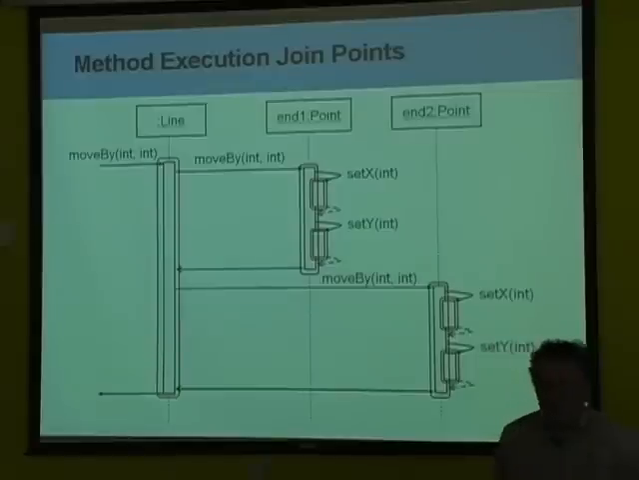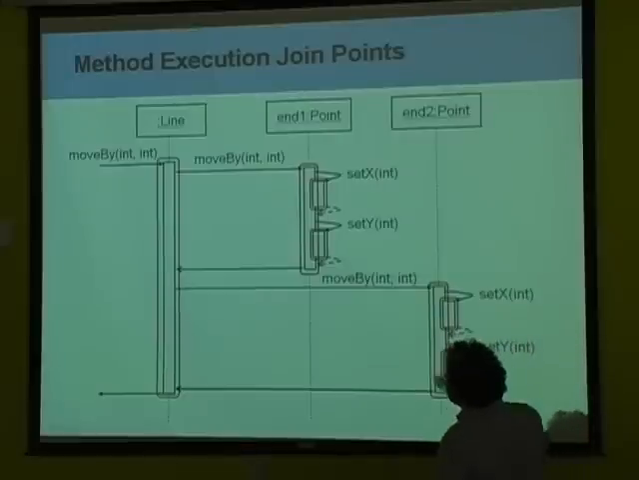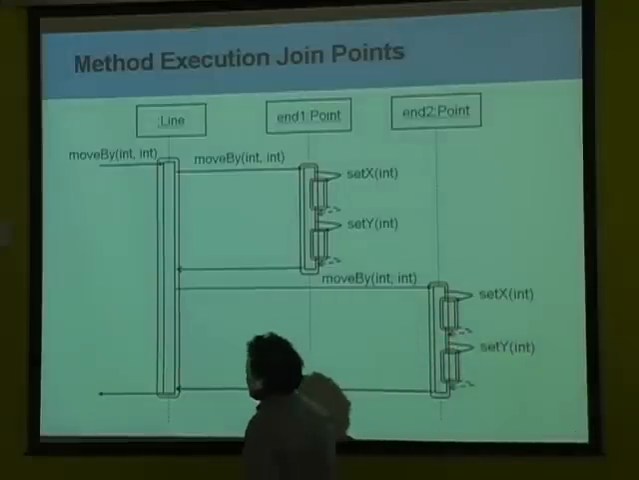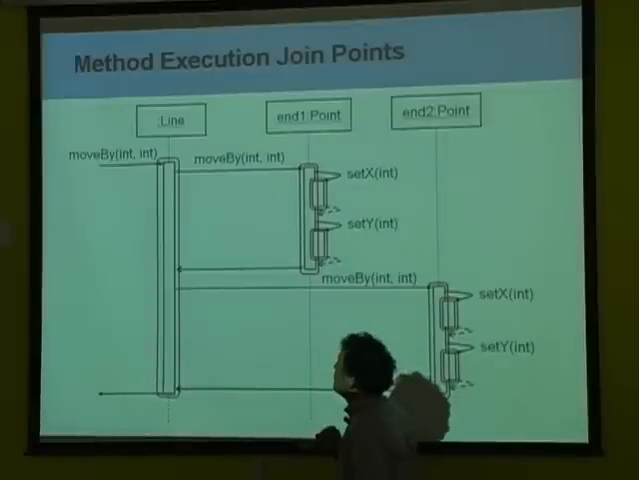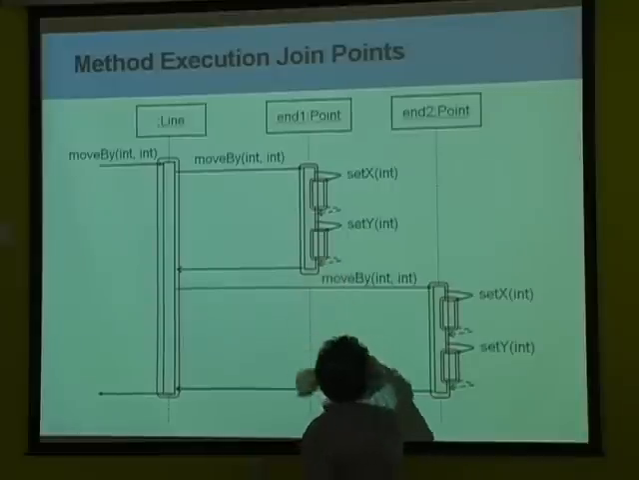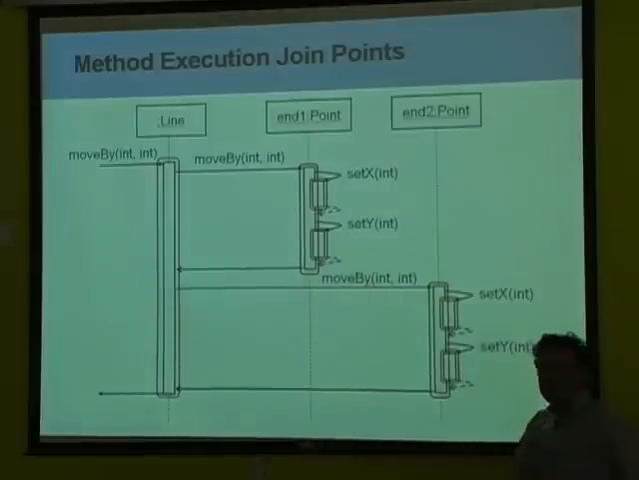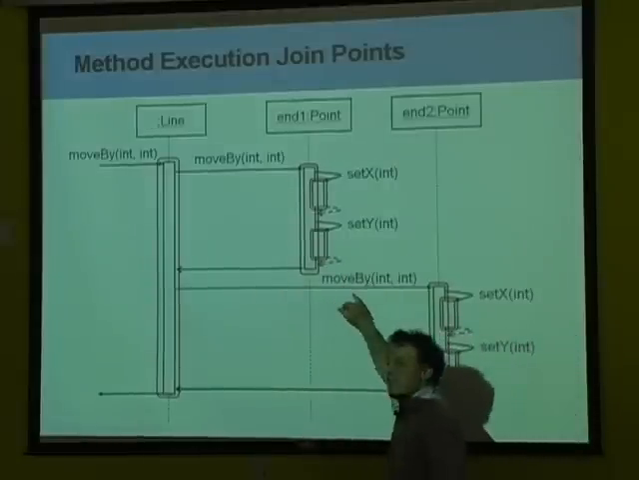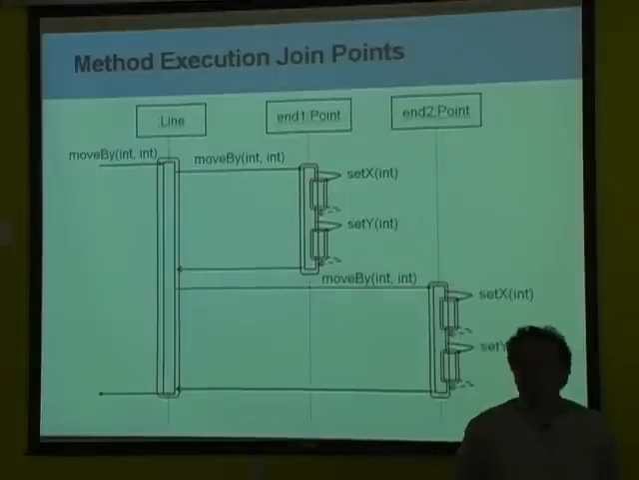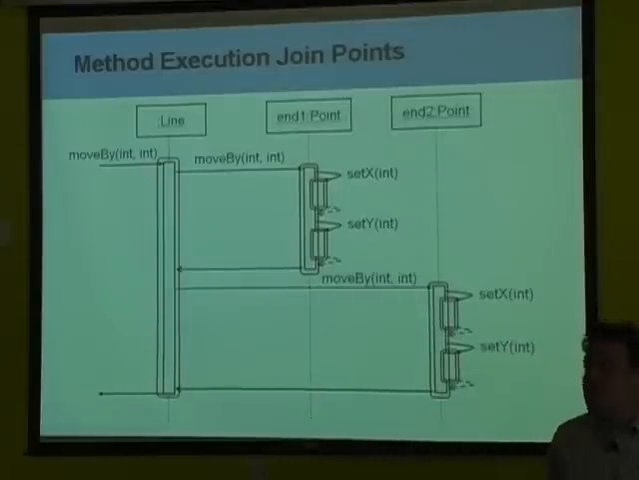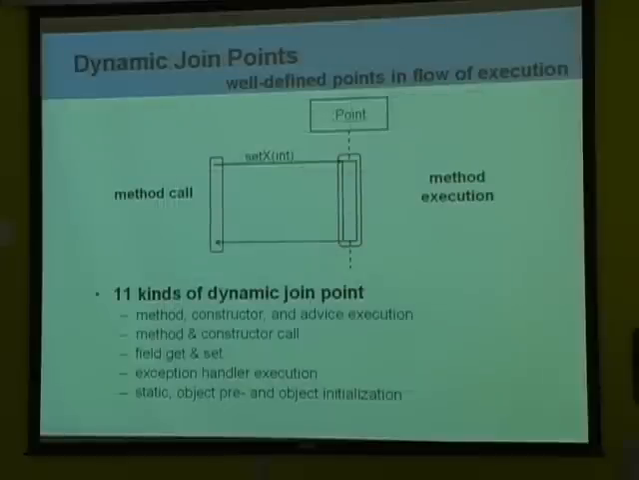So the first concept in AspectJ is a thing called a method execution join point. And one way of understanding it is using this sequence diagram. The method execution join points correspond to the execution of methods in the runtime call graph. So this is a method execution join point, and this is a method execution join point. And these are method execution join points. And an interesting thing you can see is that the same method, of course, might execute multiple times, but those are two different join points. Right? So method execution join points are what AspectJ calls dynamic join points.